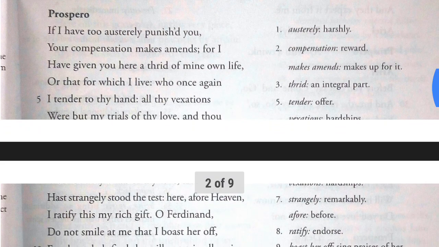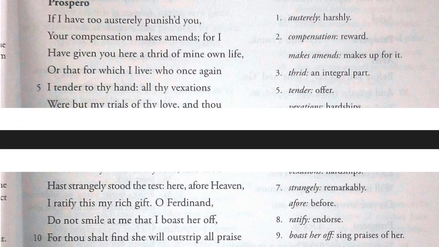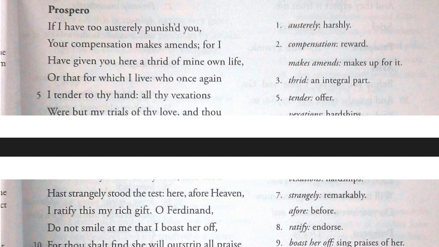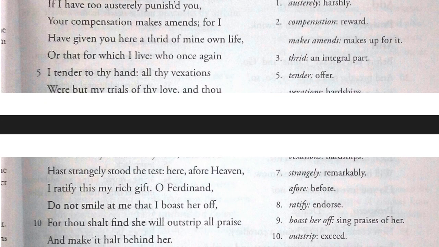So all the trouble that you have taken, all the punishment that you had to face, now I am rewarding you with an integral part of my life, that is Miranda. So this rich reward against that punishment is going to make good the damage done by the rough treatment which I have given you, or the punishment that you had to face. So a third of mine is a thread of my own life, meaning to say an integral part of my own life I am giving you. In other words, that means Miranda. Or that for which I live, meaning to say I live for her. Actually, Prospero means to say that he is alive only for Miranda. So I live for her, and now I am giving her to you, who once again I tender to thy hand. So I give her hand to you, and from now on, you and Miranda will be man and wife.